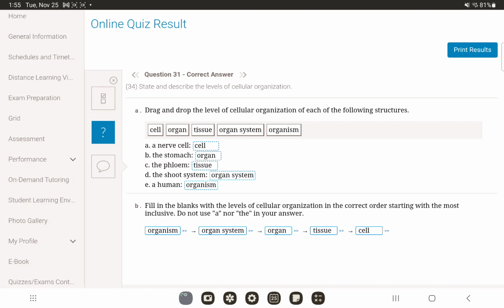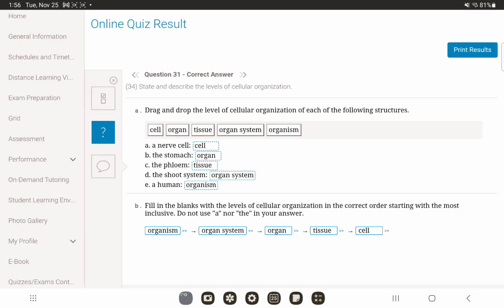Fill in the blanks with the levels of cellular organization in the correct order, starting with the most inclusive. Now, I originally got this wrong the first time because I thought they wanted smallest to biggest, so you have to be careful on whether they want smallest to biggest or biggest to smallest. So if it's inclusive, they want biggest to smallest.